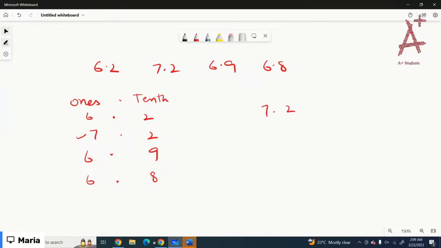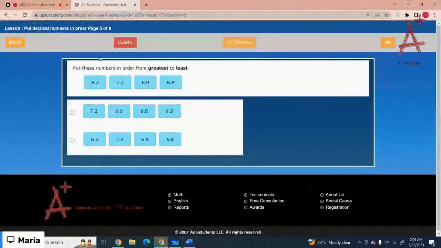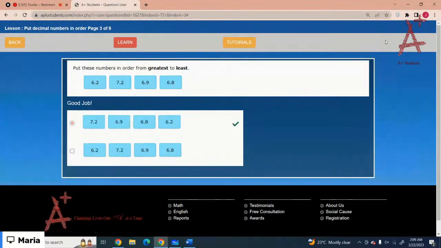Got it? Now just look at the rest of them. You have to compare their tenths part. 2, 9, and 8. So which number is the greatest one? 9 is the greatest one. That means it would be 6.9. Then 8 and 2. So 8 is greater. So it would be 6.8 and 6.2. Got it? So it would be 7.2, 6.9, 6.8, and 6.2. Got it? That would be option number 1.